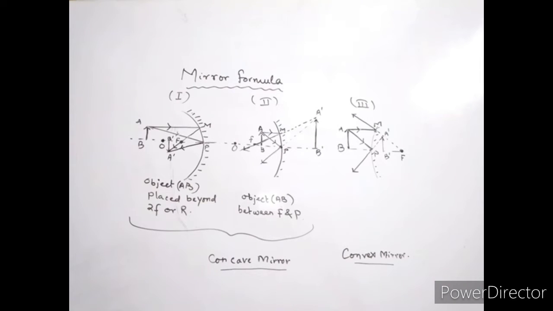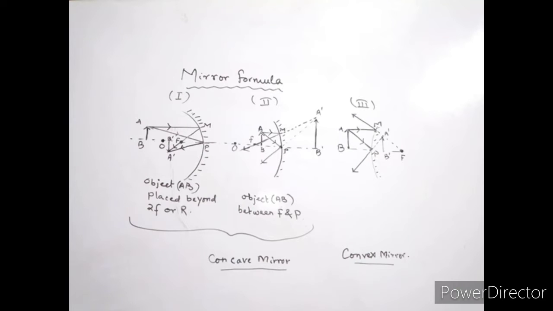Here, the first two figures are for the concave mirror, and the last figure, as you can see, is for a convex mirror. In the first two figures, the objects are placed at different positions. In the first figure, you can see for the concave mirror that the object AB is placed beyond 2f, or beyond the radius of curvature, that is, beyond the center of curvature. And for that, the image that is obtained is a real one, because the rays are actually meeting after reflection.